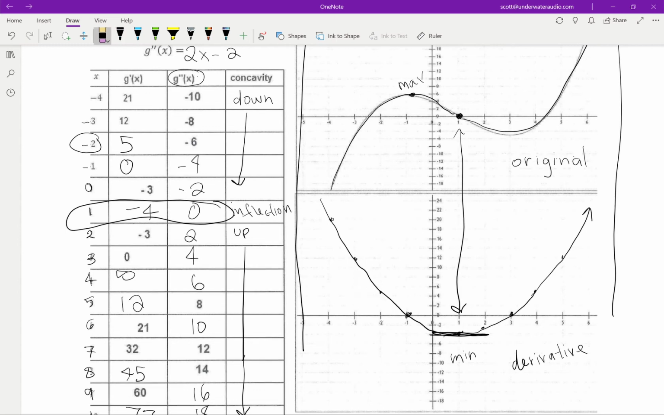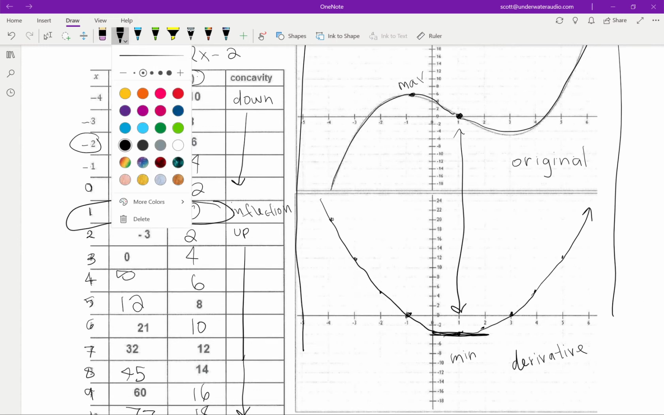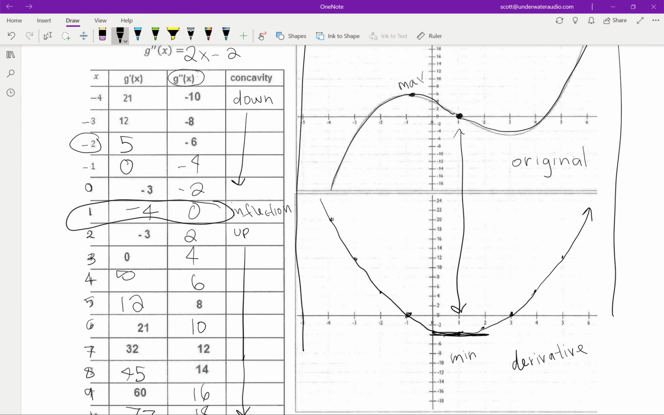And then let's see, what else do we have? We also have a minimum at 3. We have a minimum at 3 that shows up as an x-intercept on the derivative. And at that x-intercept, it goes from negative to positive. That's pretty cool the way things are kind of showing up the way we would expect.